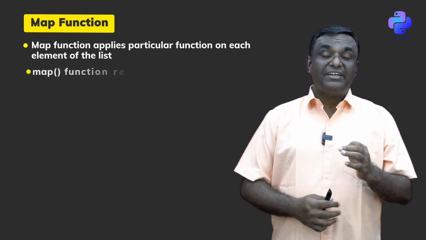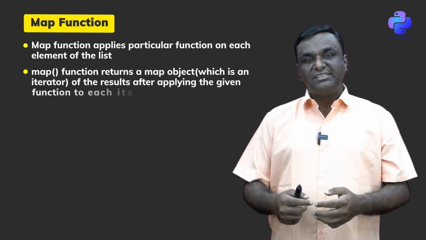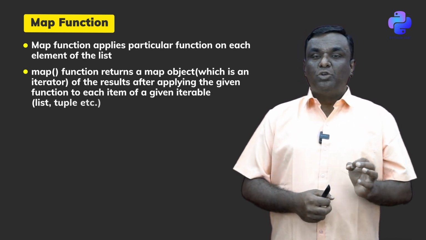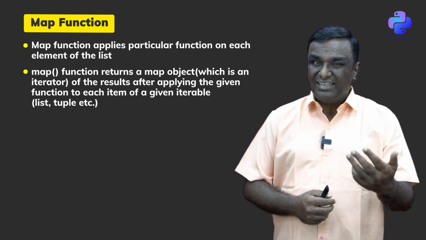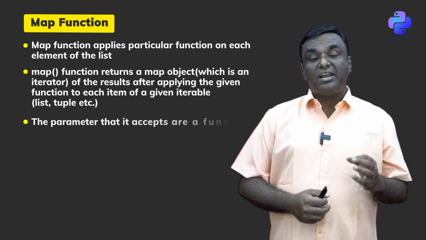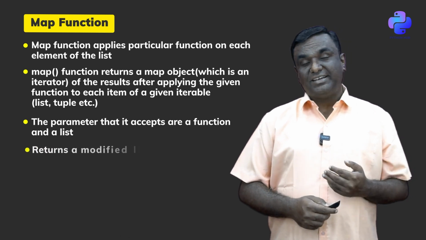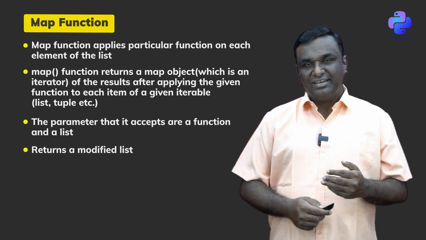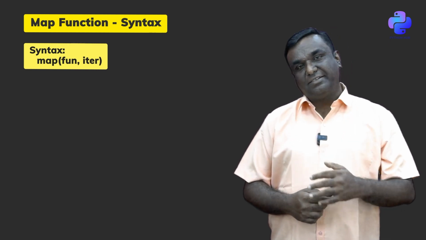So map function returns a map object which is an iterator of the results after applying the given function to each item of a given iterable. When I say iterable, it can be list, tuple, etc. The parameters that it accepts are a function and a list. So it returns a modified list. Let's look at the syntax, you will understand this better. The syntax of map function is map, within parenthesis, function comma iter.